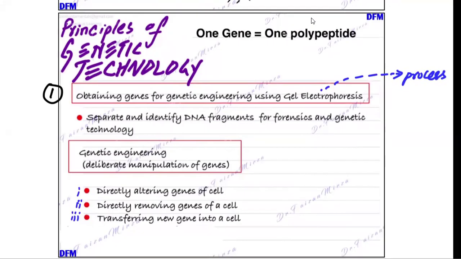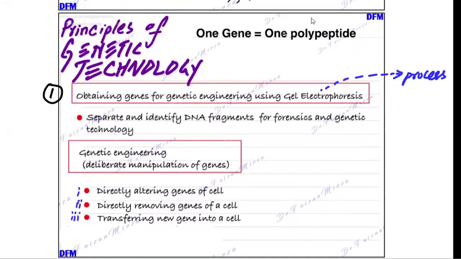So the first thing is we have to obtain the genes for genetic engineering, and normally we obtain the gene from a cell and we separate it using the process called gel electrophoresis. Gel electrophoresis is a technique for separating DNA fragments on the basis of size, and we can pick the gene, or you can say the fragment of our interest. So once we have separated and identified the DNA fragments, this can be used for forensics, and it can be used in genetic technology. What exactly is genetic engineering?